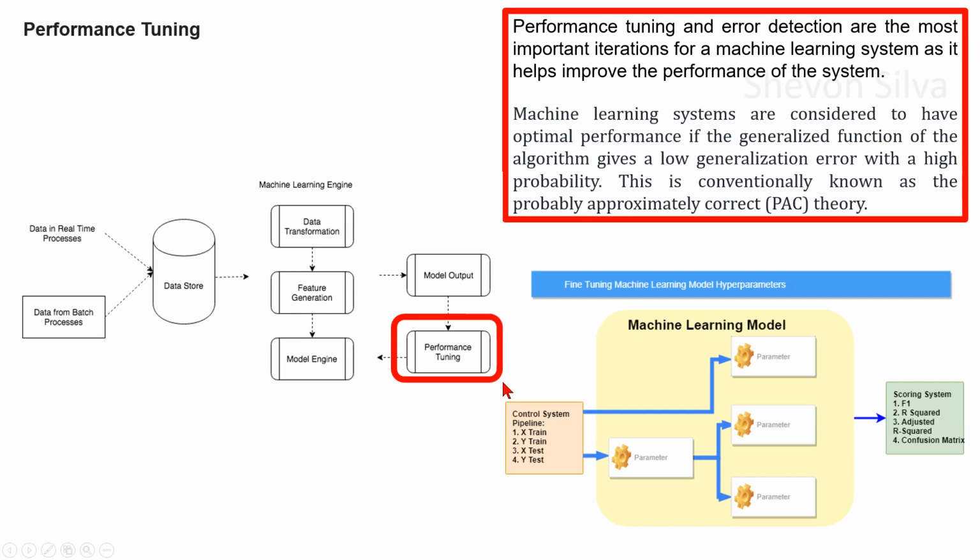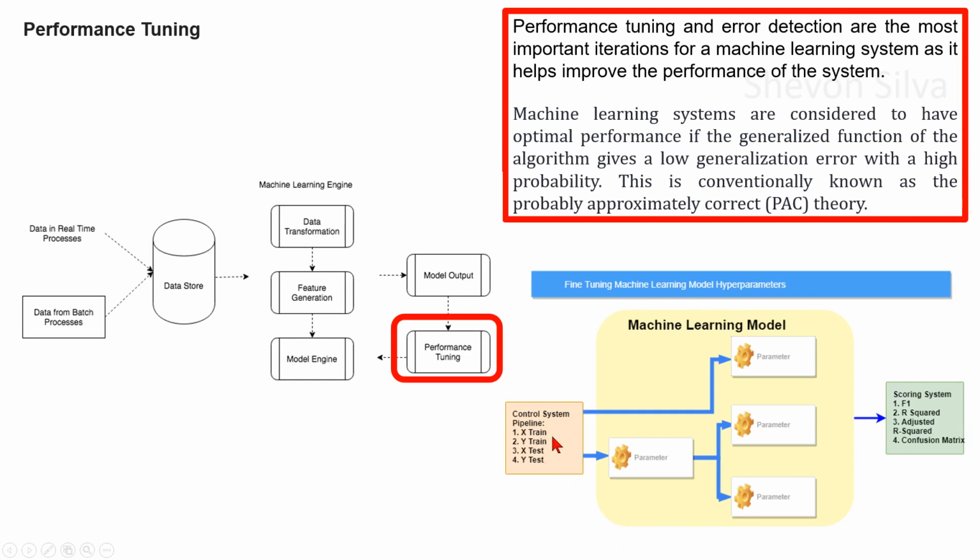Performance tuning and error detection are the most important iterations for a machine learning system, as it helps to improve performance of the system. Machine learning systems are considered to have optimal performance if the generalized function of the algorithm gives a low generalization error with a high probability. This is conventionally known as the probably approximately correct (PAC) theory. Here you can see fine-tuning machine learning model hyperparameters.